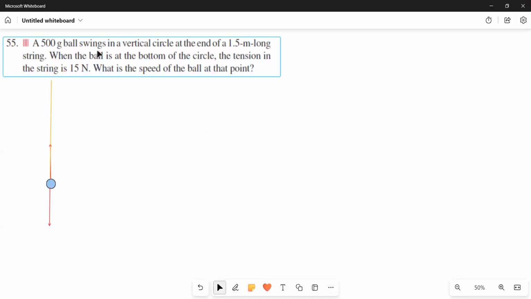A 500-gram ball swings in a vertical circle at the end of a 1.5-meter long string. When the ball is at the bottom of the circle, the tension in the string is 15 Newton. What is the speed of the ball at that point?